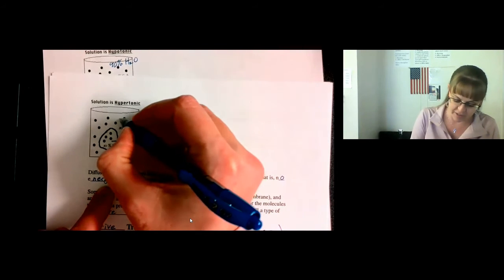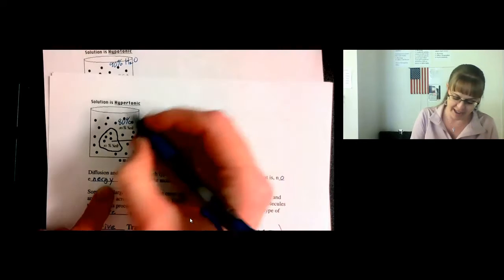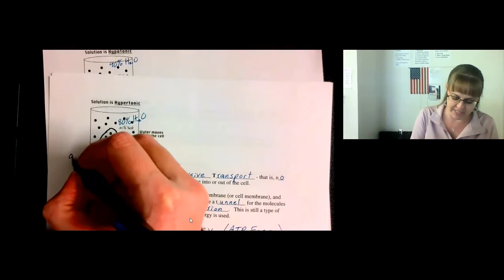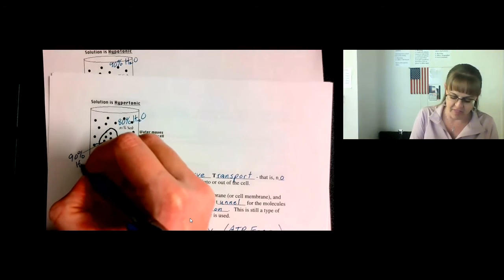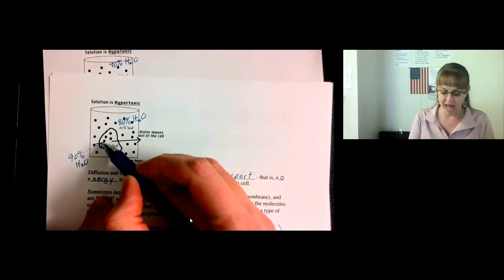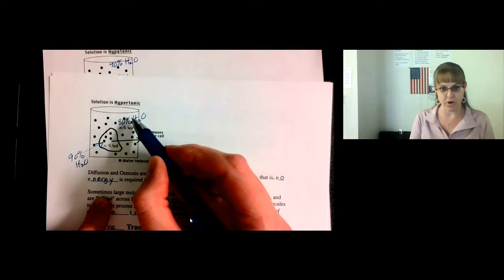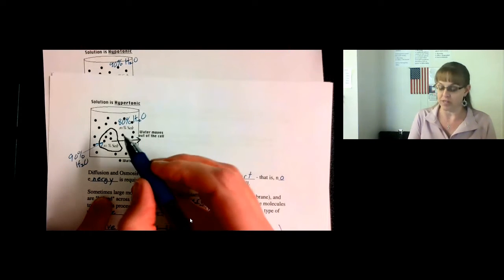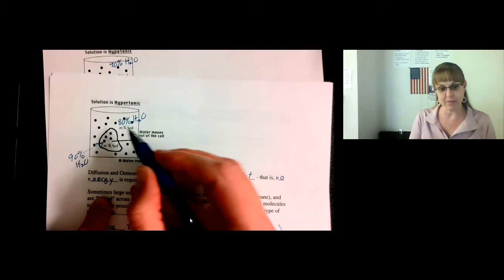But it's the water that moves. We have 80% water outside and we have 90% water inside. Therefore, you move from high amounts of water to low amounts of water, so the water moves out of the cell. Once again, the salt cannot pass through that semi-permeable membrane, so it remains where it is.